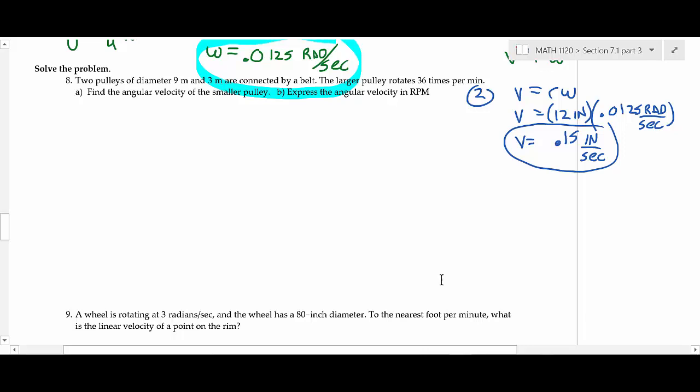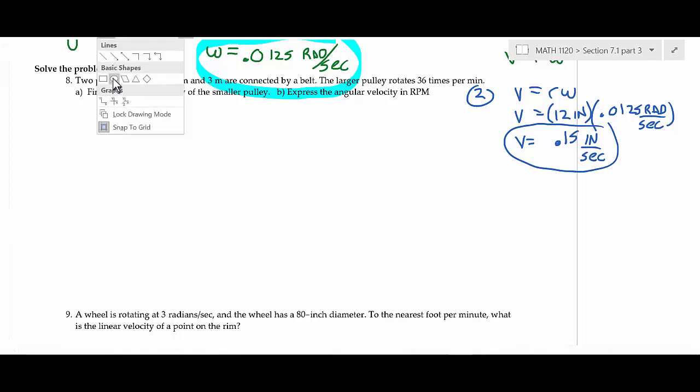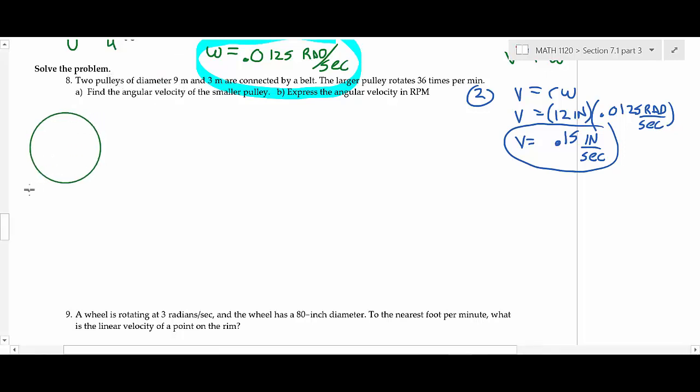All right, now this one is going to go like this. Really, this is kind of like a sprocket. Let's start by drawing a picture. That's going to be a big circle, and then you're going to have a smaller circle, just think like a bicycle chain or something kind of like that. Then we're going to draw a little chain or a rope that's going around like that. This one has a diameter of 9.